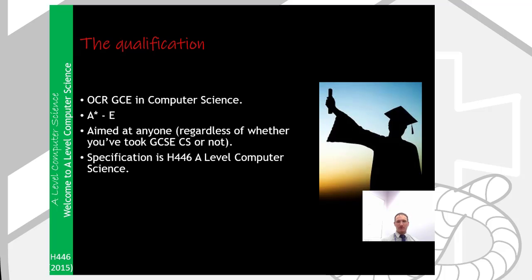So if I was you, before choosing the subject, just make sure you Google OCR A Level Computer Science specification, just to have a look at what we cover and see if it's for you. The grade range that the qualification offers is A star to E at A level, and it's aimed at anyone regardless of whether you've taken GCSE computer science or not.